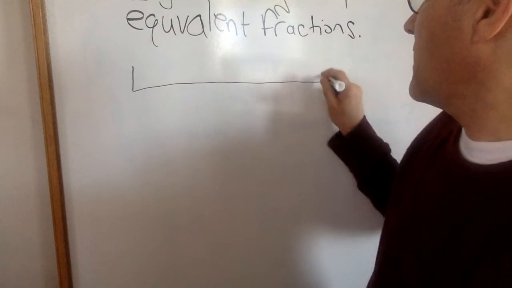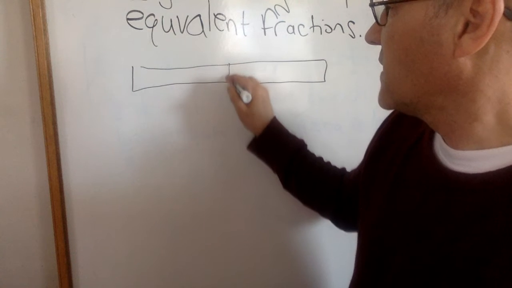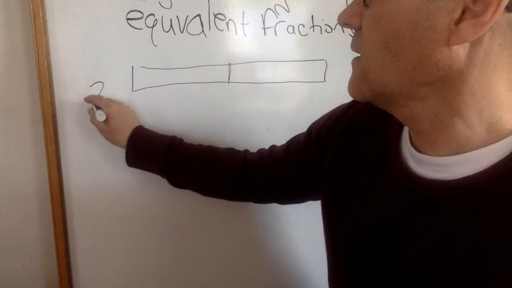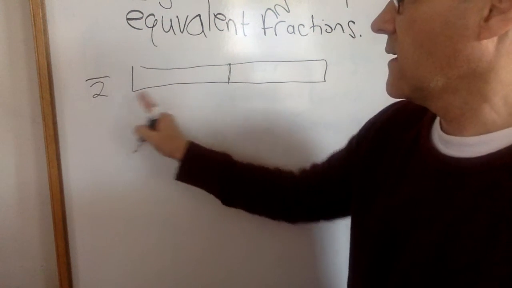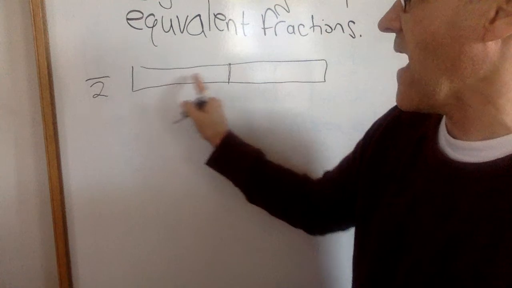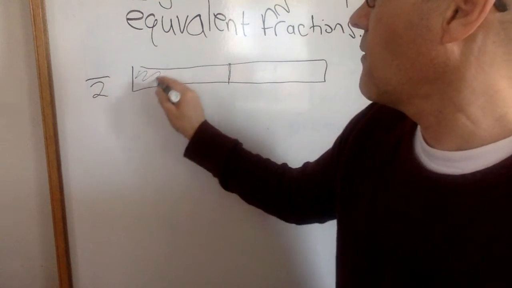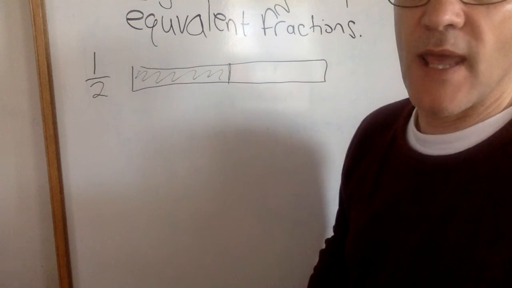Here's a fraction bar, that's one whole. If I partition it into two equal parts, my denominator is 2. It takes 2 parts to make a whole. It's the name of my parts. They're halves. All right? If I'm going to look at one of those parts, that's my numerator, 1/2.